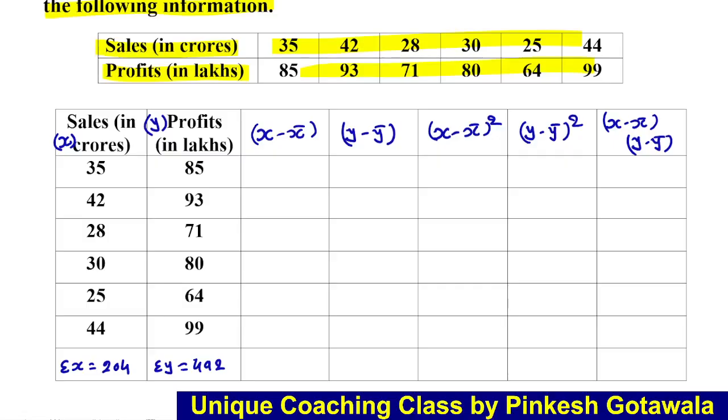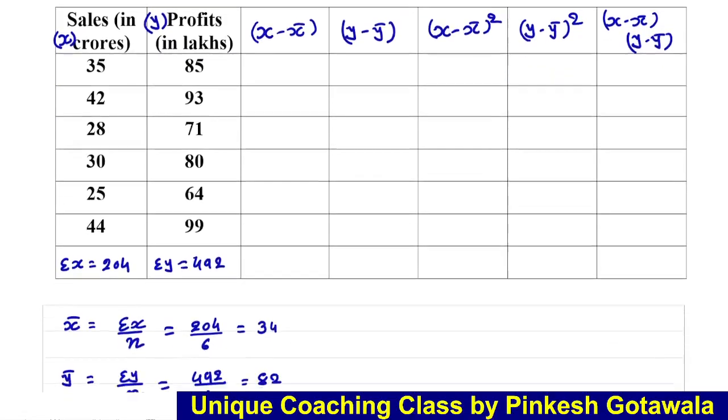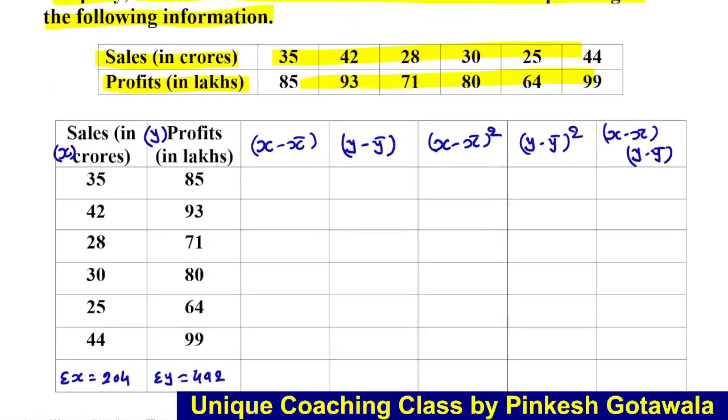So let's start. First, x minus x bar. You can see that x bar is 34. So let's prepare with x bar 34. So 35 minus 34, it is 1. 42 minus 34, it is 8. 28 minus 34, minus 6. 30 minus 34, minus 4. 25 minus 34, minus 9. Yes, 9. 44 minus 34, 10. Clear? X minus x bar completed.